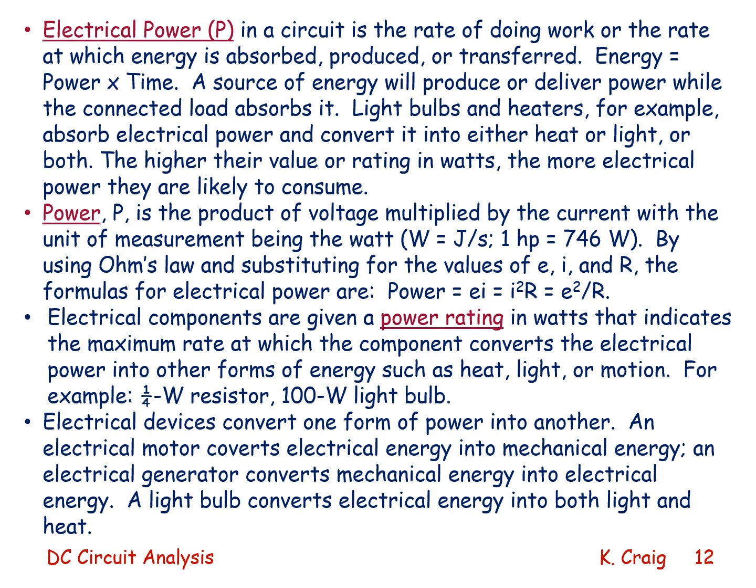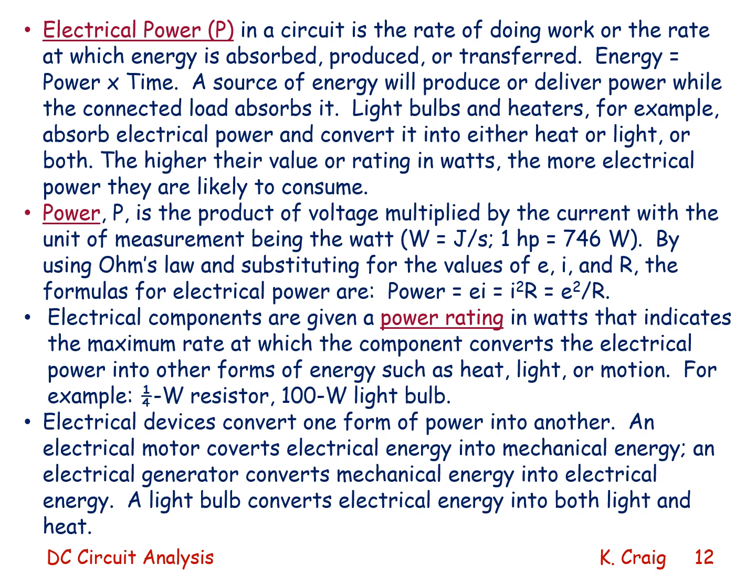Electrical components are given a power rating in watts that indicates the maximum rate at which the component converts the electrical power into other forms of energy, such as heat, light, or motion. For example, a 1/4 watt resistor or a 100-watt light bulb.